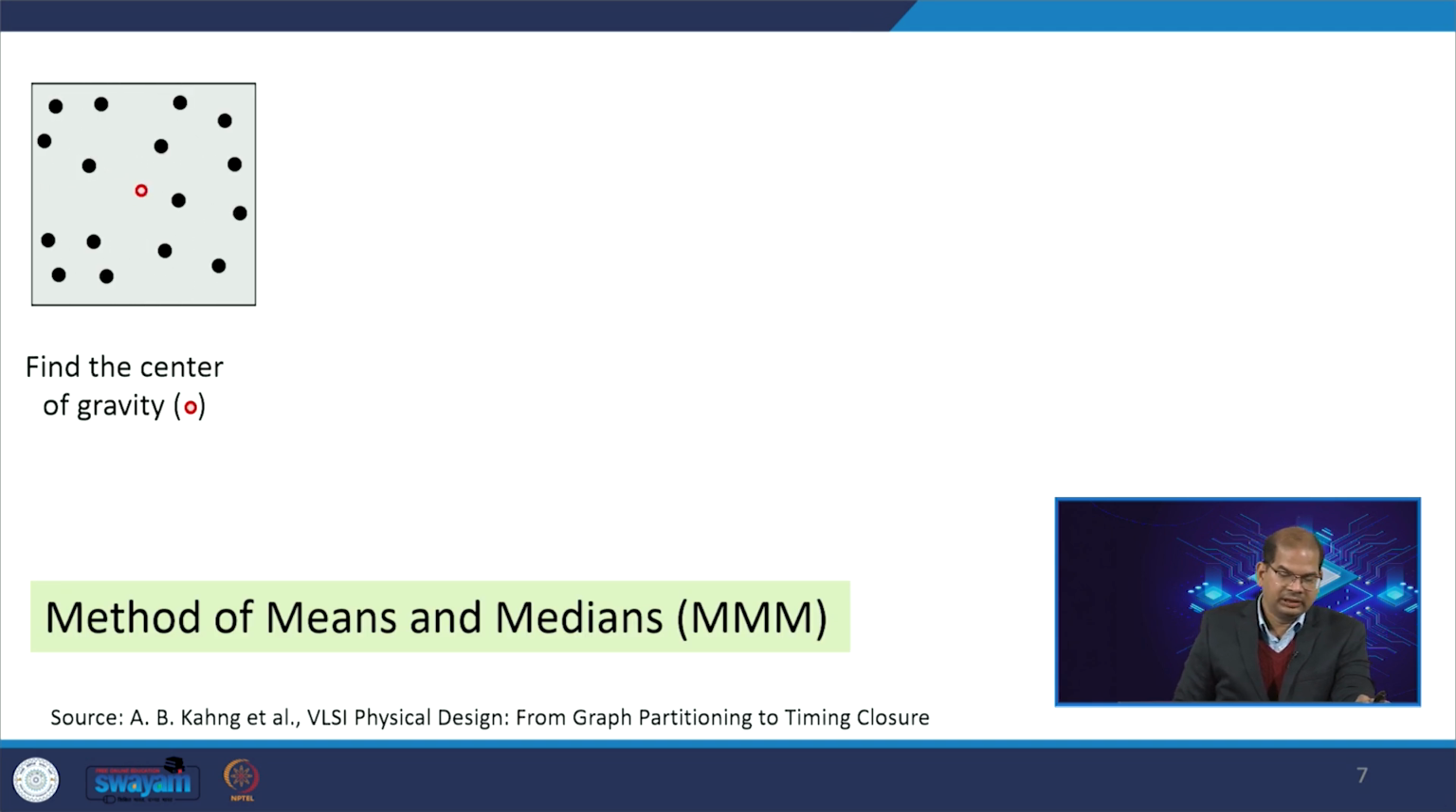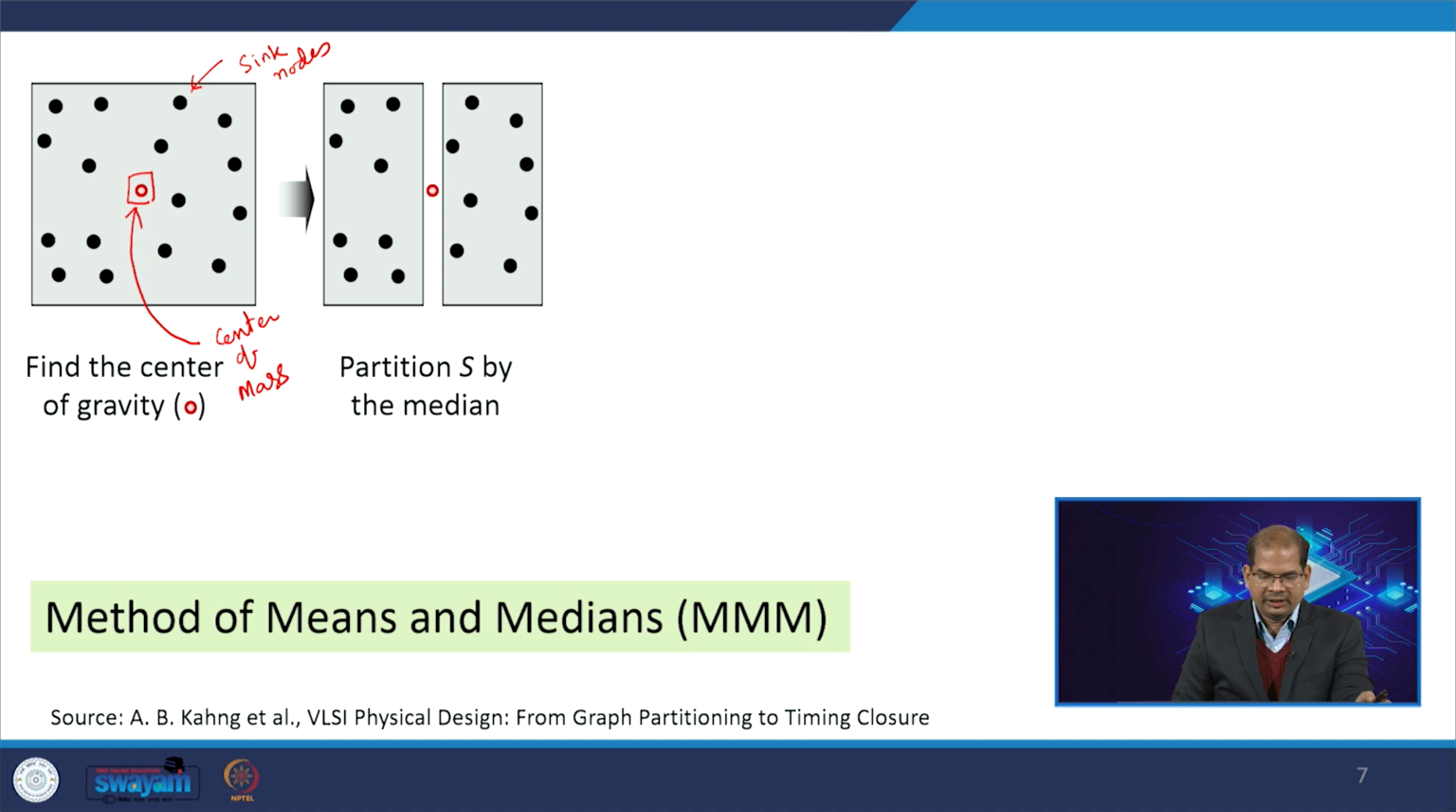If you can see, these black dots are my sink nodes. Then I find the center of mass or center of gravity, which is found to be this point. Now what I have to do is divide this whole set into two partitions, partition A and partition B. How do I do the partition? Based on the cardinality of each of the subsets, which should be equal.